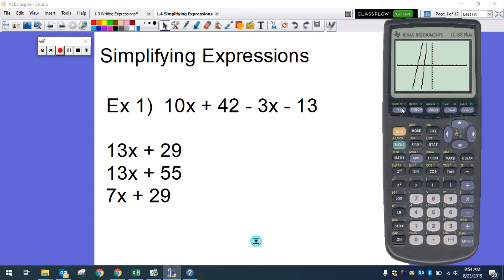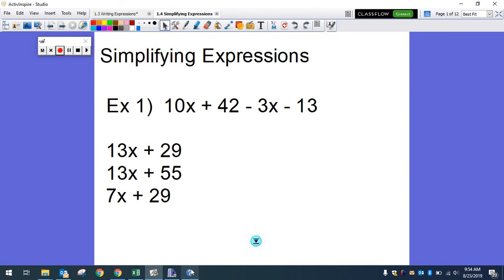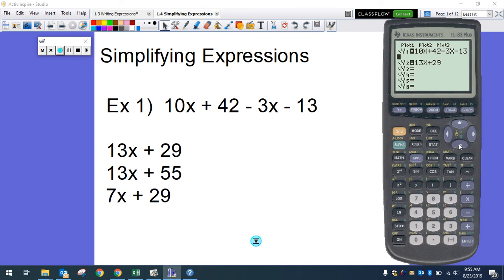So that's not right. So we're going to go back to y equals. We're going to go down to y2. We're going to clear that out. Let's try B. B says 13x plus 55. Let's see if those look the same. That's what my answer should look like, and that's the graph of what I typed in. So again, no, they're not the same.